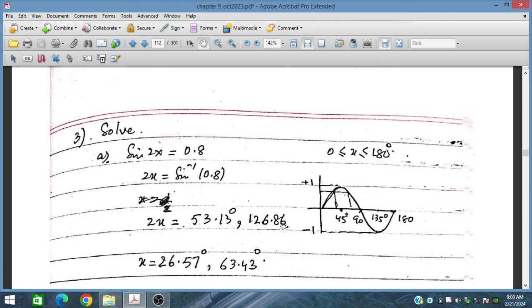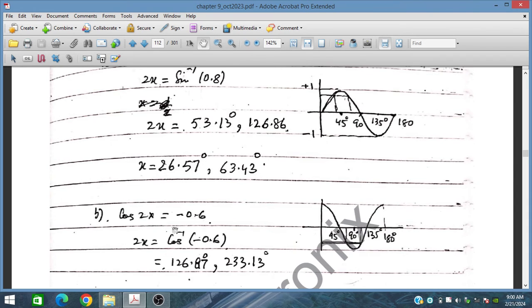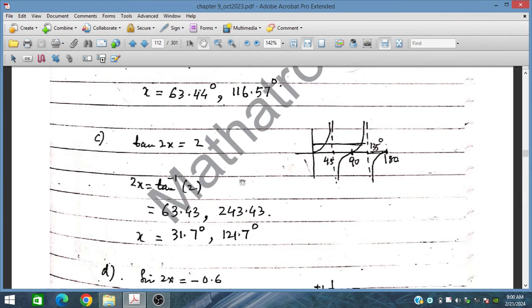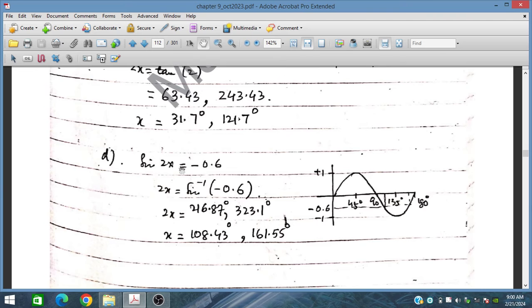So we will divide it, and in this range, in this band, we have this x value. Divide by 2. And cos 2x is minus 0.6. So at this value, 2x is 126 and 233.13, and dividing by 2, we have this. So this is within 180 degrees. Similarly for this sin 2x.